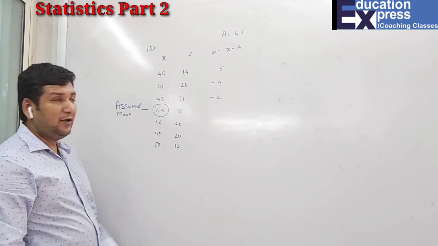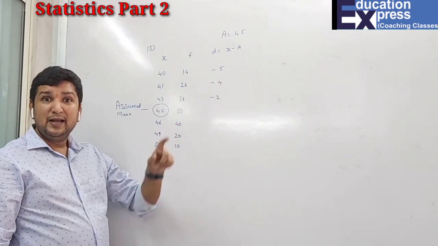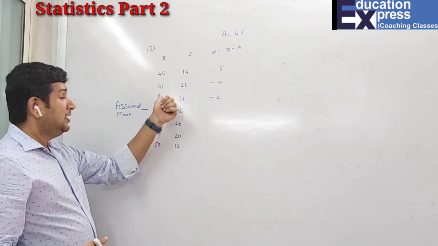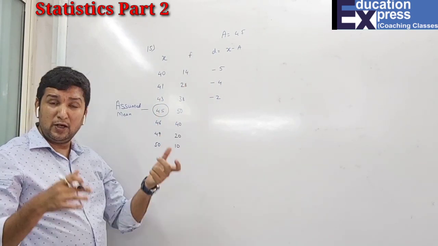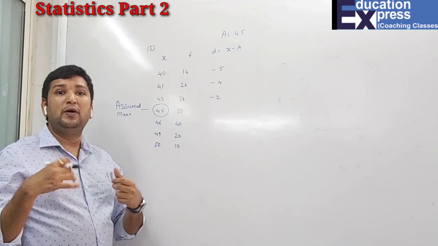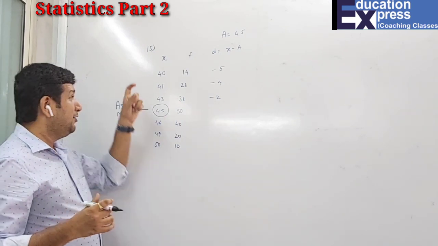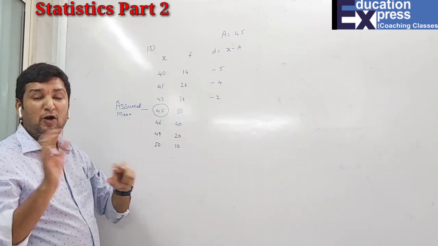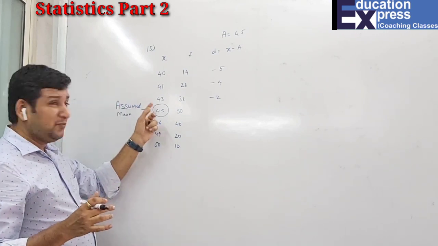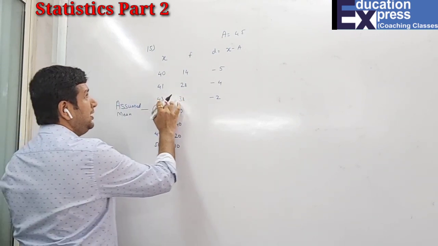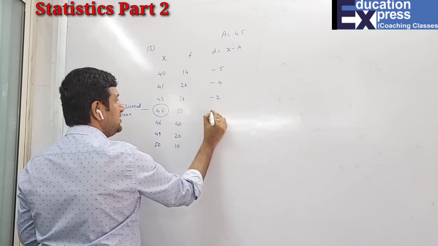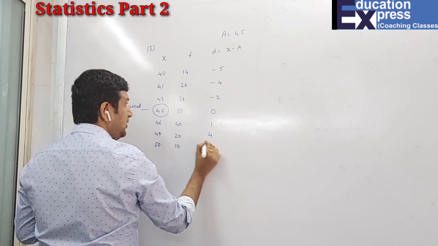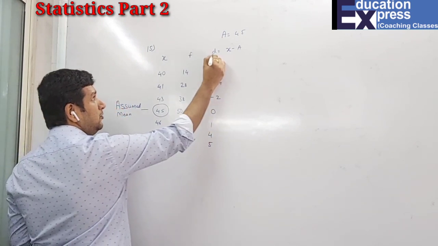Students, here you can see that we do not have a particular pattern like in step deviation. In step deviation, I showed you minus 5, minus 4, minus 3, minus 2, minus 1. Here, obviously, there is no such pattern because we are not dividing by any number. There we divided by a number which was the common gap. Here we do not have such a number, we just have to find x minus A. That is why we will not get a particular pattern, so we have to subtract each and every number. So 43 minus 45 is minus 2, 45 minus 45 is 0, 46 minus 45 is 1, 48 minus 45 is 4, and 50 minus 45 is 5. So we got our d values.